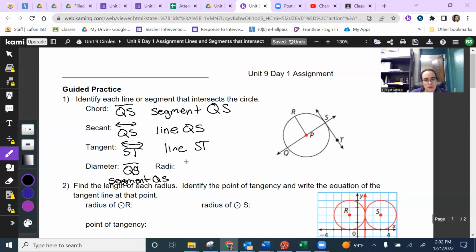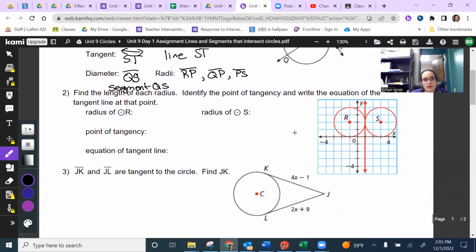Then we're looking for the radii. So the radii would be segment RP, segment QP, and segment PS. Again, if you're doing this on a computer, you need to write out the word segment in front of all three of those, and all of those need to be capitalized. Remember, a radius goes from the center of the circle to the side of the circle.